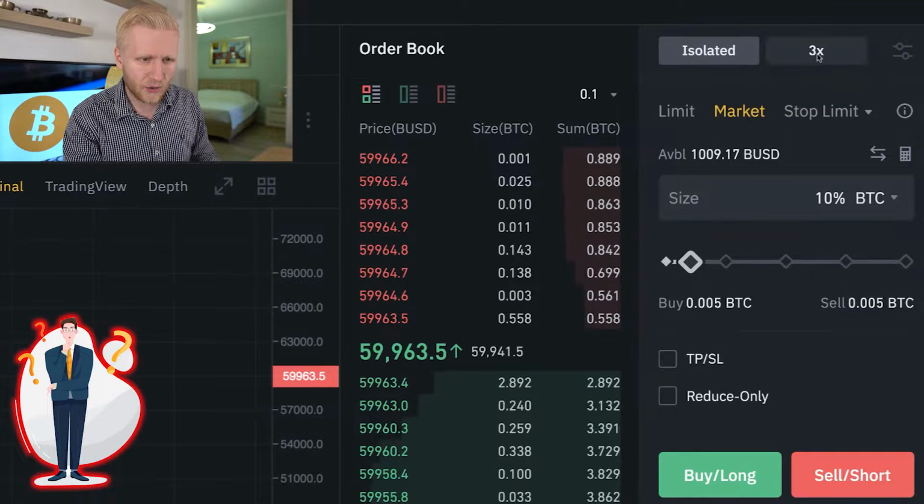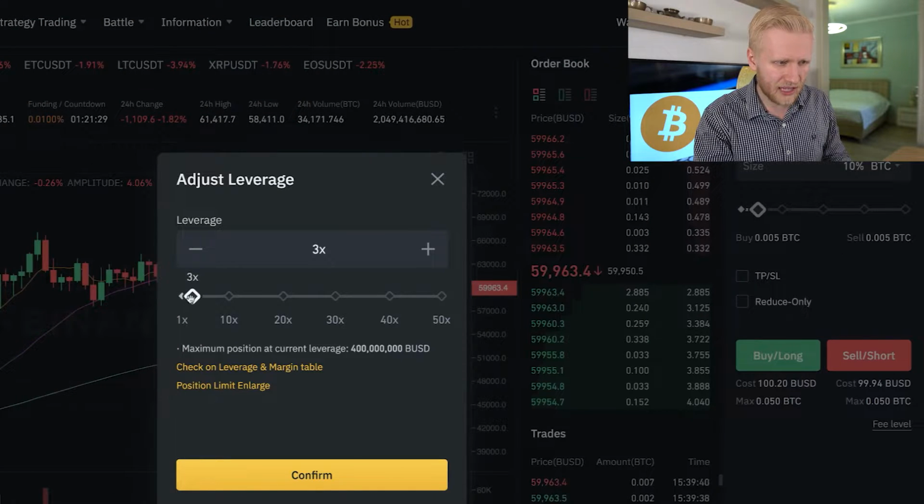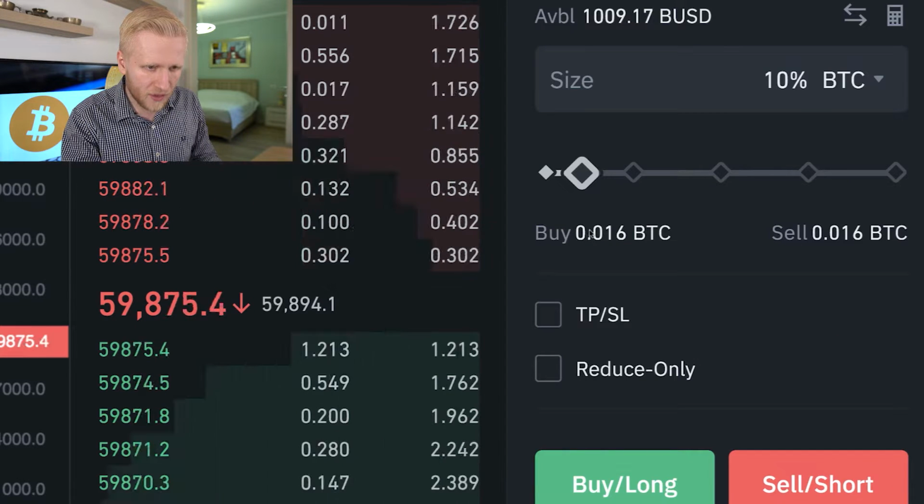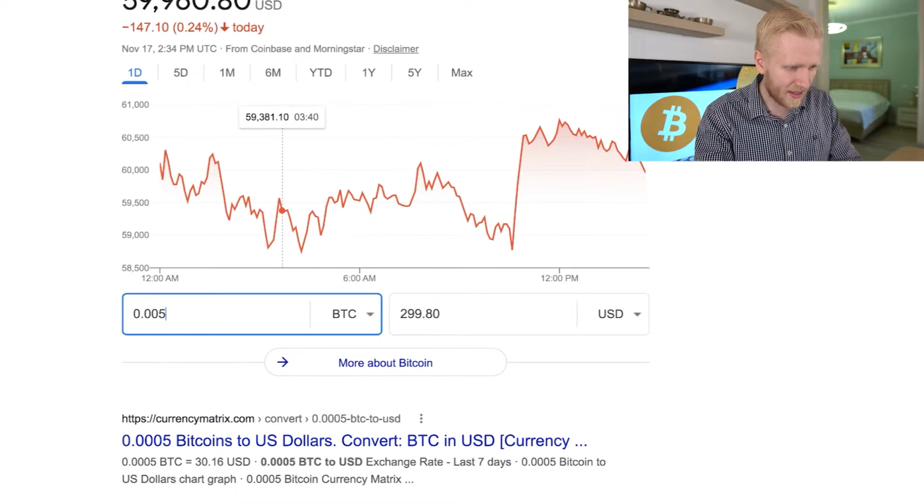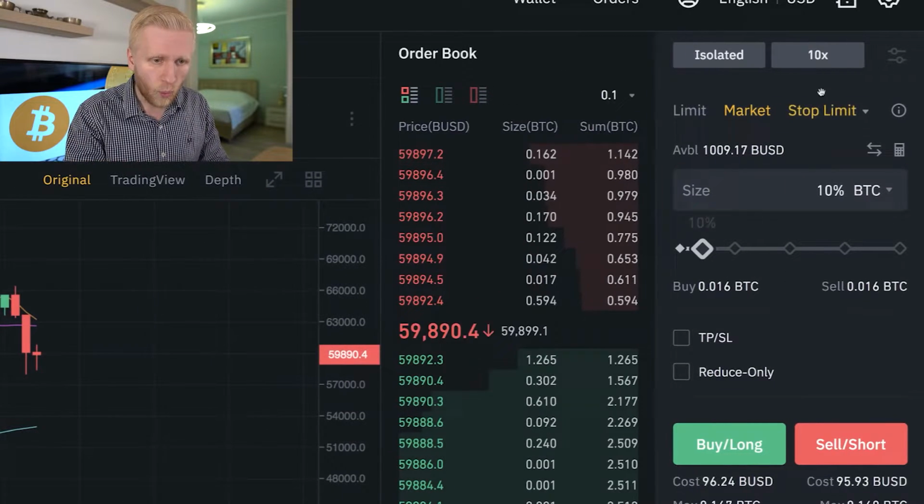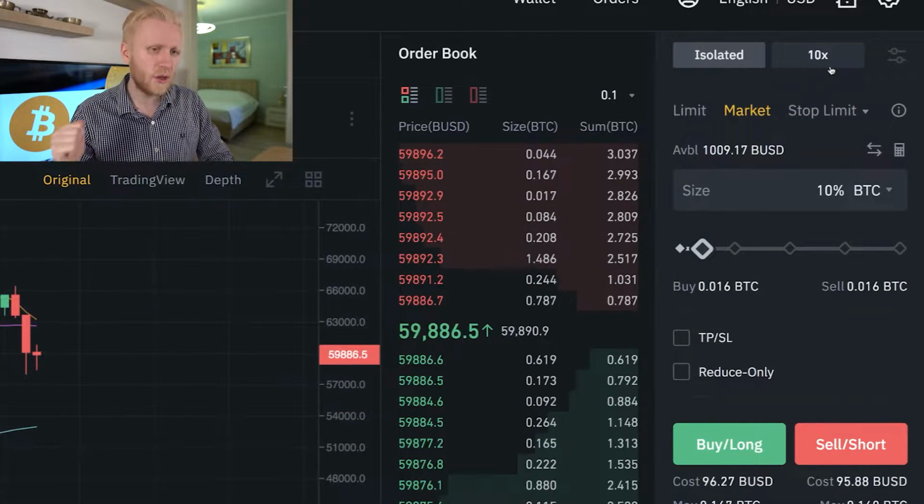And here is the trick. You can see 3x leverage. If we would put this, for example, 10x, and don't do this, but I will just show you an example, and then we refresh this, you can see it will be 0.016. And how much is that? You can see almost $1,000. In fact, it will be probably something like this. But with just $100, I will be able to buy even $1,000 because that is the leverage.